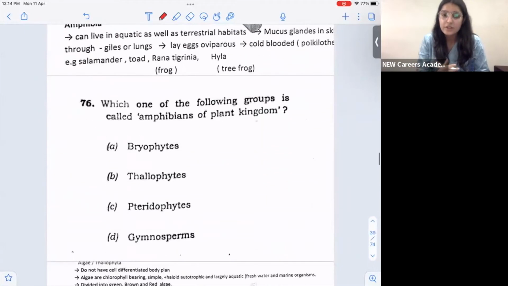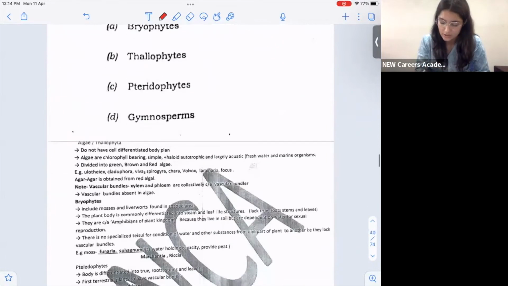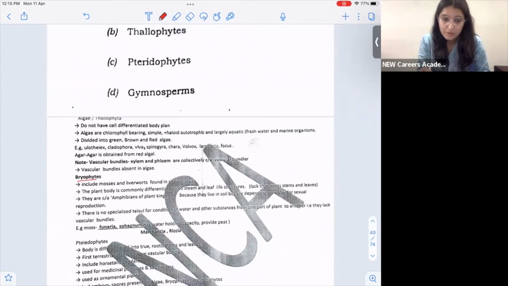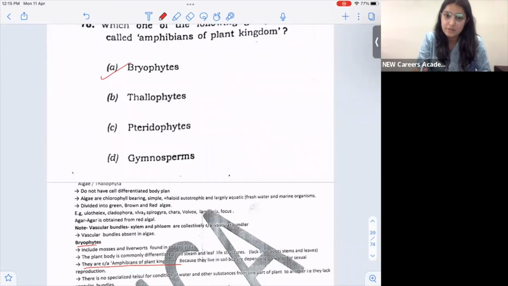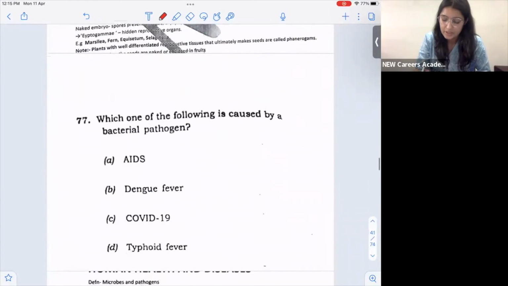Next, which one of the following groups is called amphibians of the plant kingdom? Again, direct question. So these are a few points about bryophytes. So bryophytes are called amphibians of the plant kingdom because they are dependent on water for their reproduction, for sexual reproduction. So option A, bryophytes are called amphibians of the plant kingdom.